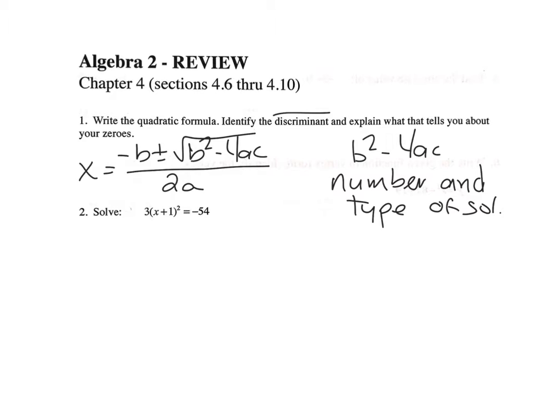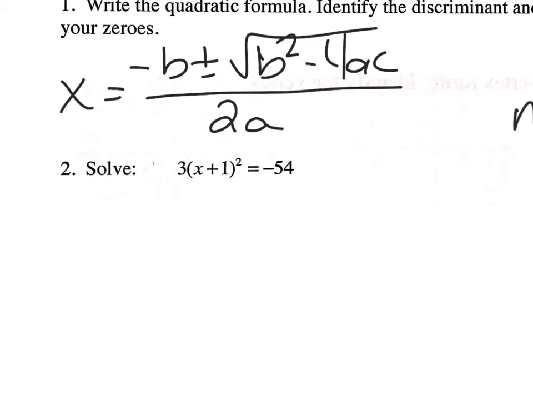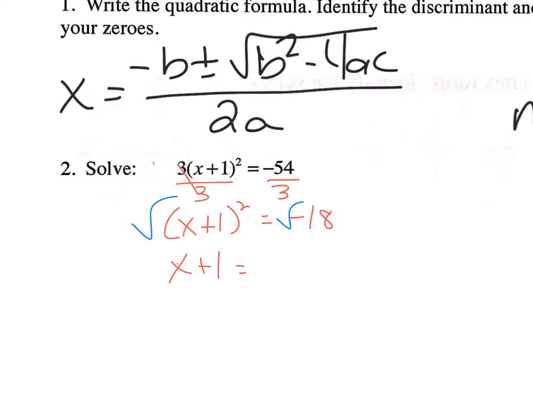Number 2, solve that equation on number 2 right here. So it's got a square in it, which means I'm going to have to take a square root. But before you get there, let's divide both sides by 3. Do not distribute into something that is squared, ever, never. All right, so when I divide, that gives me x plus 1 squared equals negative 18. Now take the square root. Square root both sides. On the right-hand side, it just cancels out the square. Sorry, left-hand side it cancels out the square, and on the right-hand side, don't forget your plus or minus.